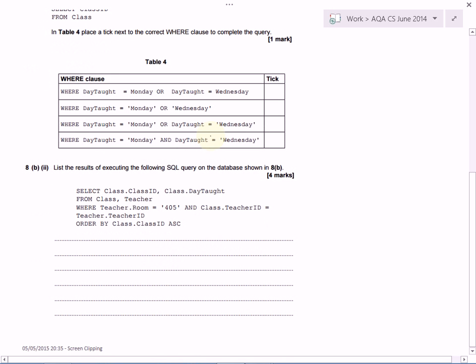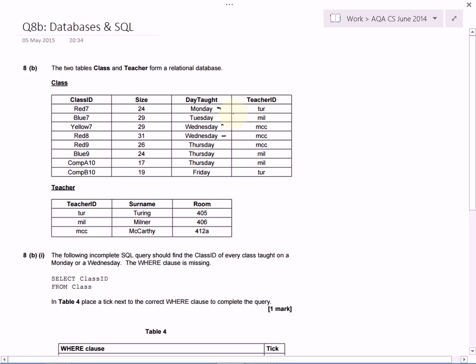So let's have a look. We've got a number of different options. One of these is right, so one mark up for grabs. The right answer is this one here. It says where day taught is Monday or day taught is Wednesday. That means only show fields where the day taught field is Monday or the day taught field is Wednesday.